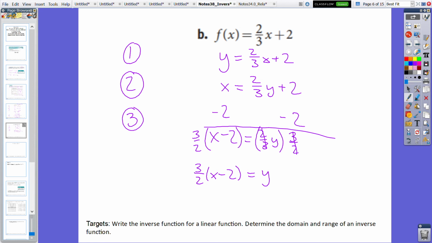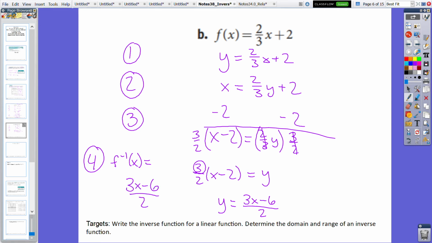And if I go ahead and distribute here, I'm only going to distribute the 3, which means I'm going to end up with 3x minus 6 divided by 2. And then, of course, my last step 4, which I'm going to put off to the margin here, is to replace y with f inverse. So f inverse of x is equal to 3x minus 6, all divided by 2.